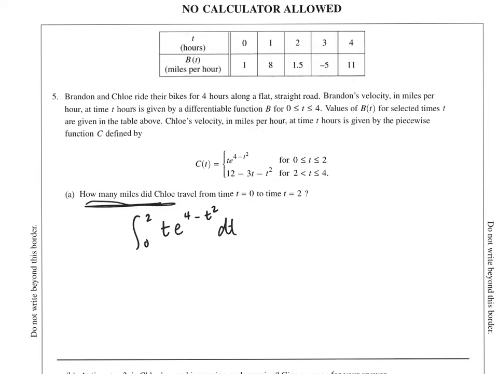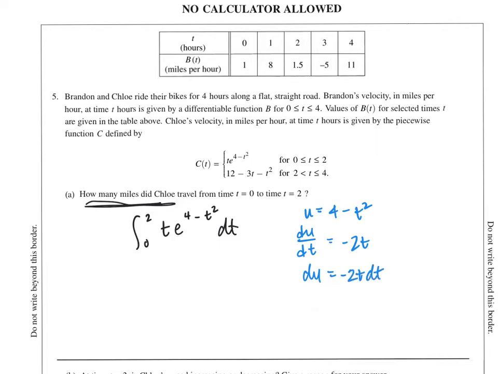And this antiderivative looks pretty complicated to me. So I'm going to go ahead and do u substitution. I'm going to make my u 4 minus t squared. Therefore, the derivative of u with respect to t would be negative 2t. When I separate my variables, I would get du equals negative 2t dt.